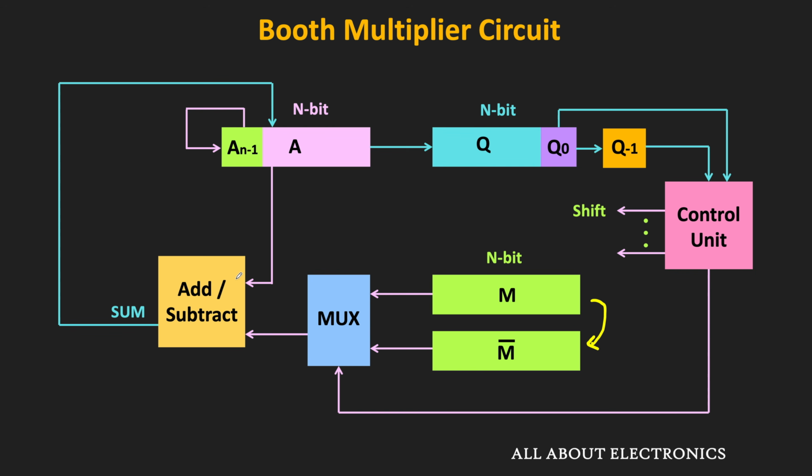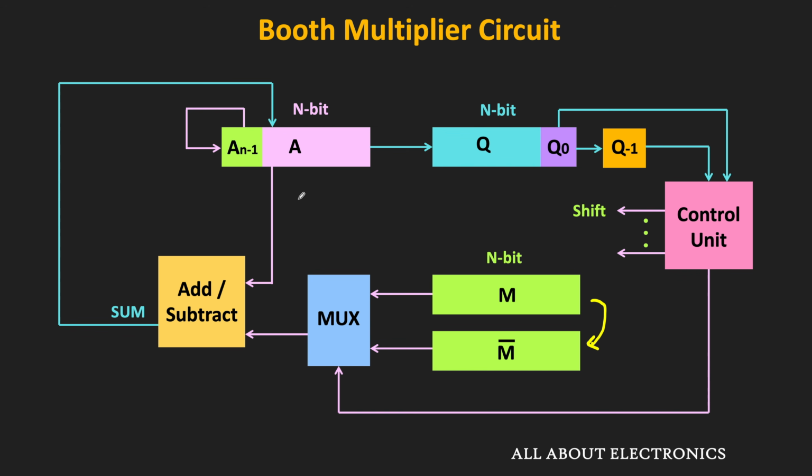After the addition, the result will be stored back in this A register. And once this arithmetic operation is over, then the shift operation will be performed. To perform this shift operation, this control unit will generate the command signal. While checking the Q0 and the Q minus 1 bits, if these two bits are either 00 or 11, in that case, this control circuit will directly generate the control signal for the right shift operation. At the same time, this control unit will also count the number of iterations. So that is the basic block diagram of the Booth's multiplier.